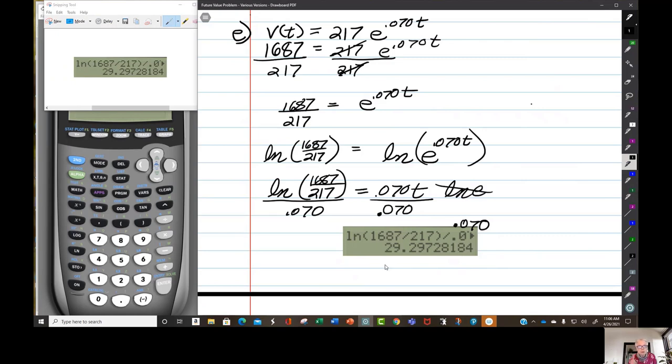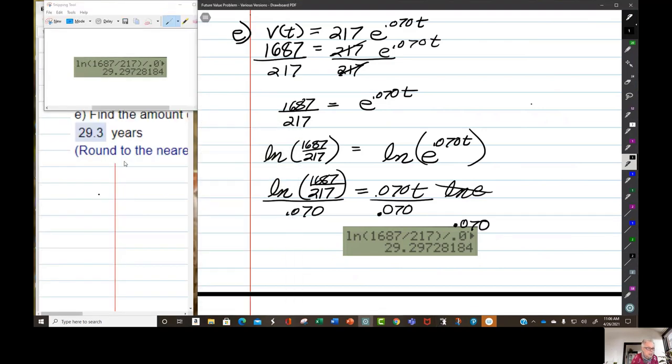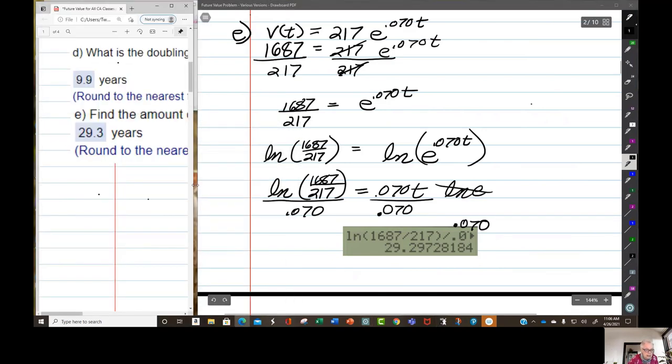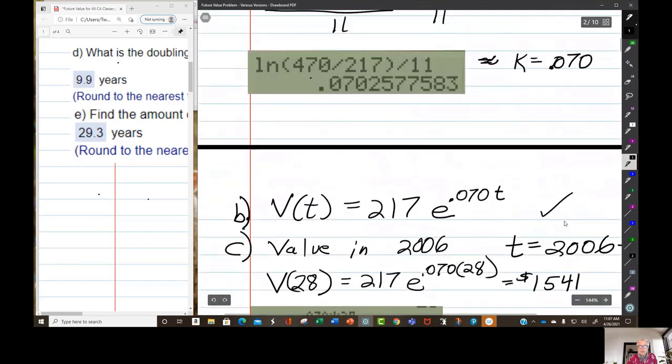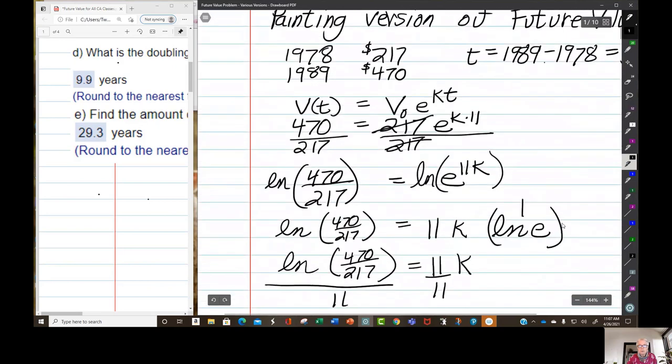But we're told to round to one decimal place, the nearest tenth of a year. Okay, so we'll have 29.3 years. This 9 will cause the 2 to go up to a 3. So our time will be 29.3 years. And they actually don't put a T there, they just put an answer box. So this is our first version of that problem.